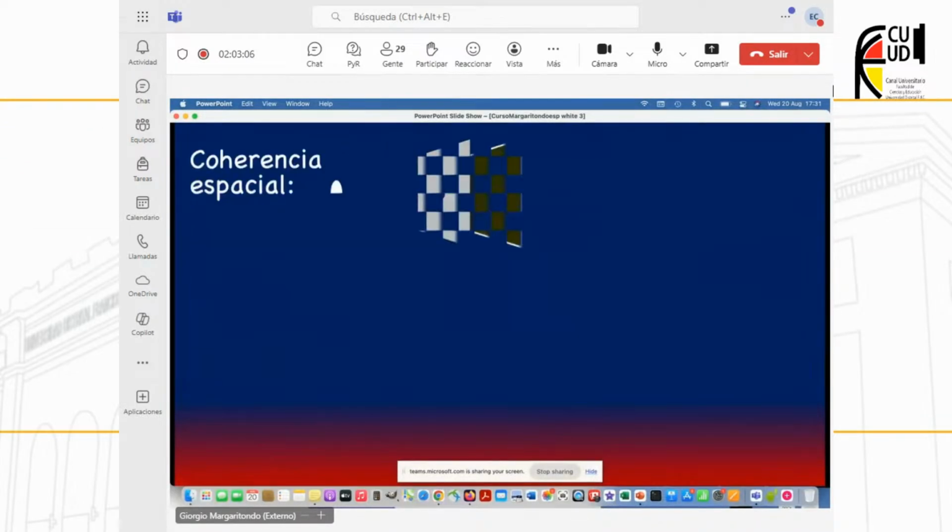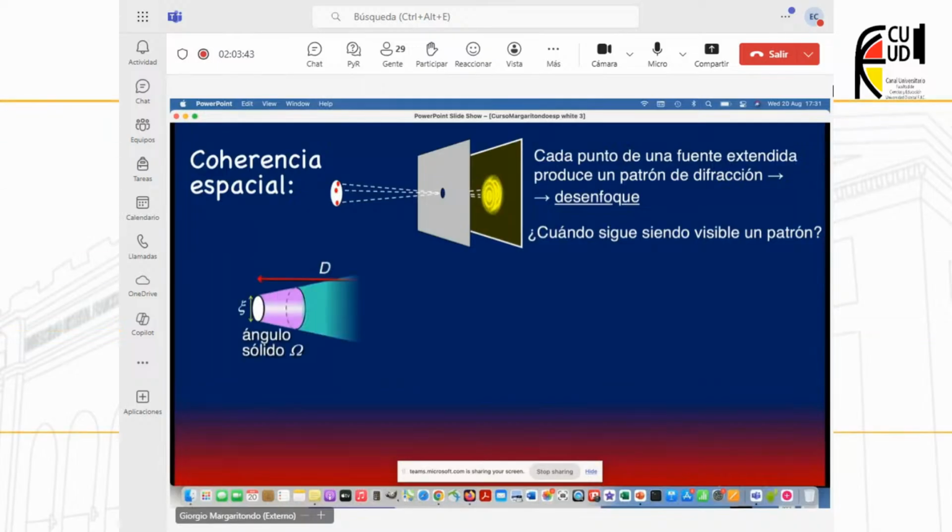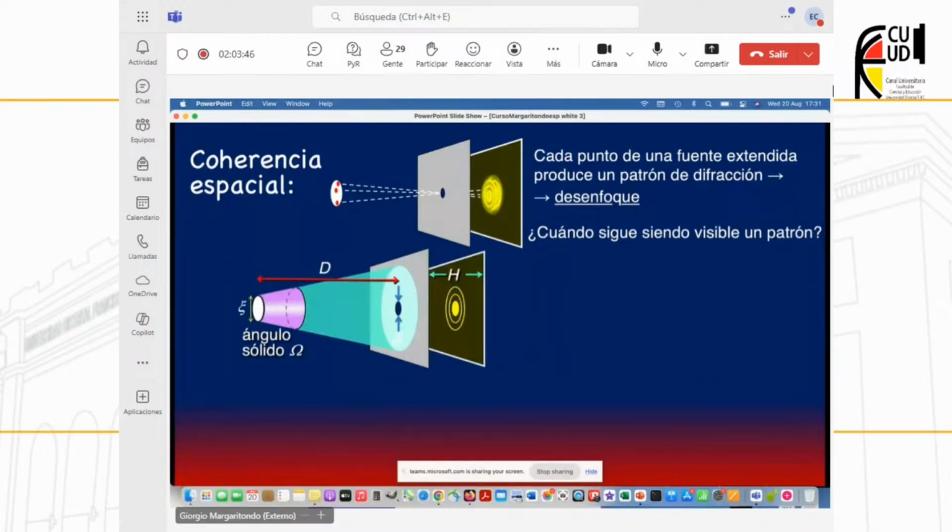Now we go into space coherence. What you see here are 3 points that are emitting, and we are getting superposition of patterns in the pinhole diffraction phenomenon. And once again, the superposition may just blur the fringes too much. Once again, the analysis for finding the conditions for still seeing the pattern is very simple. I will not go into the details because they are really very simple calculations.